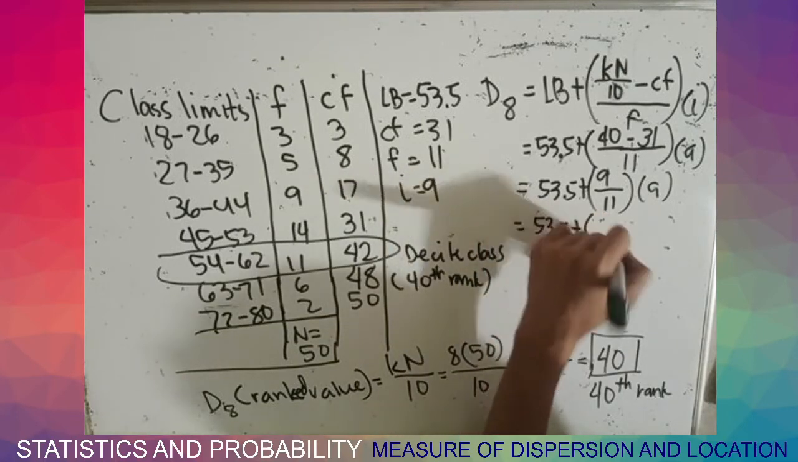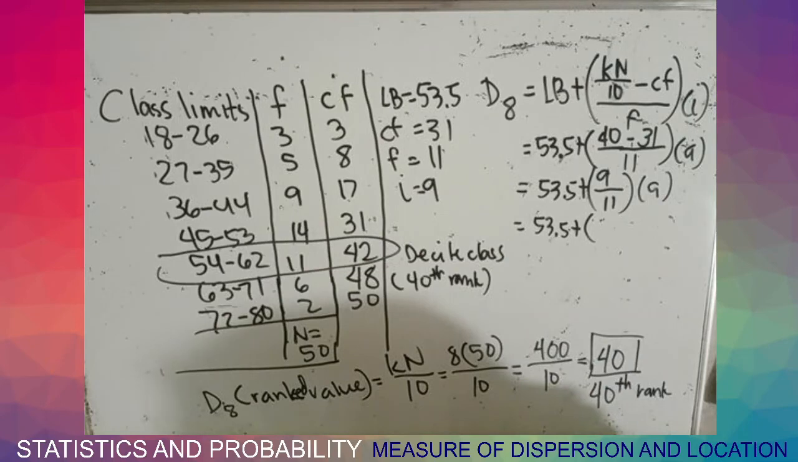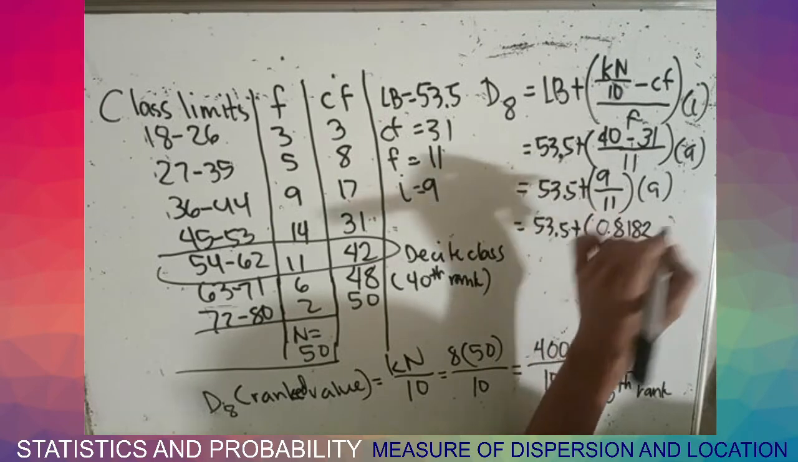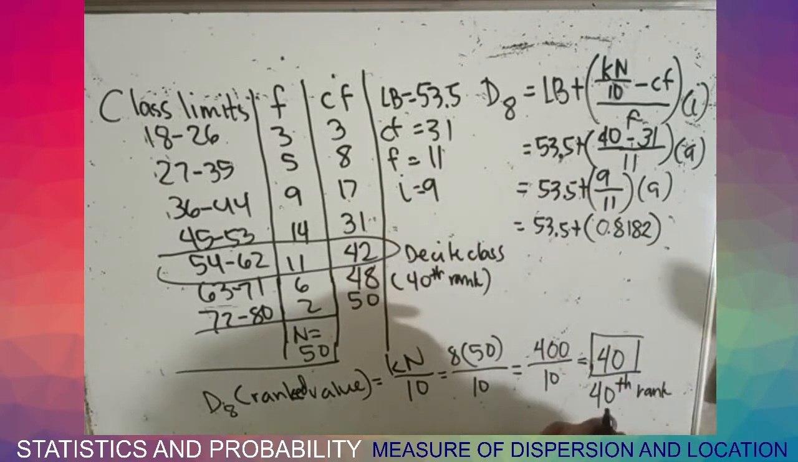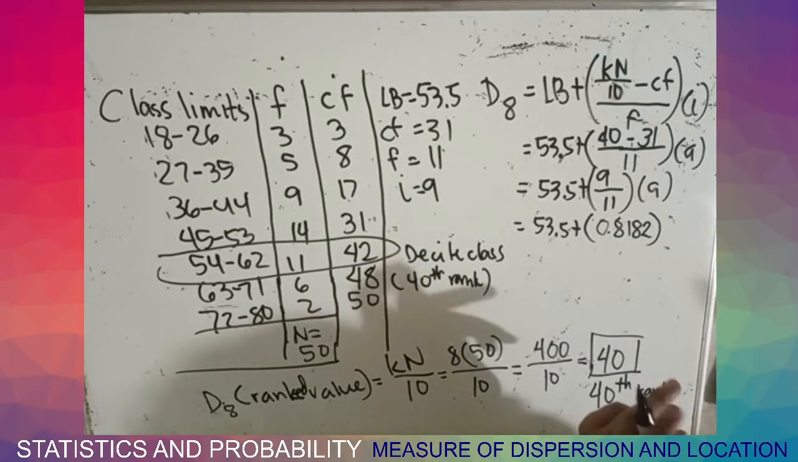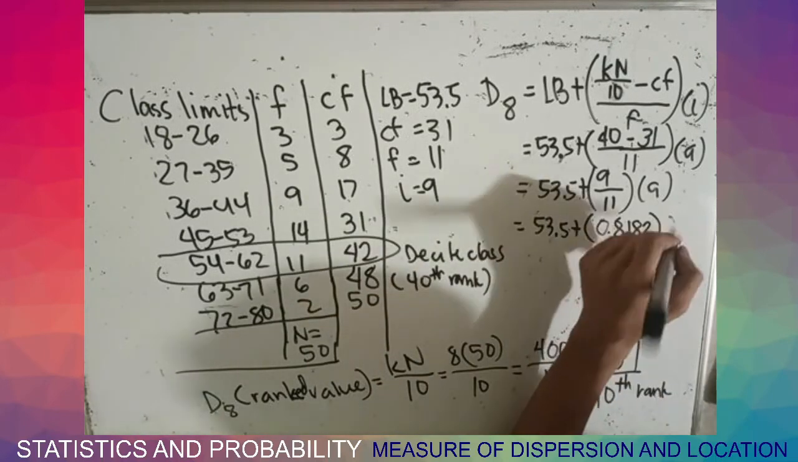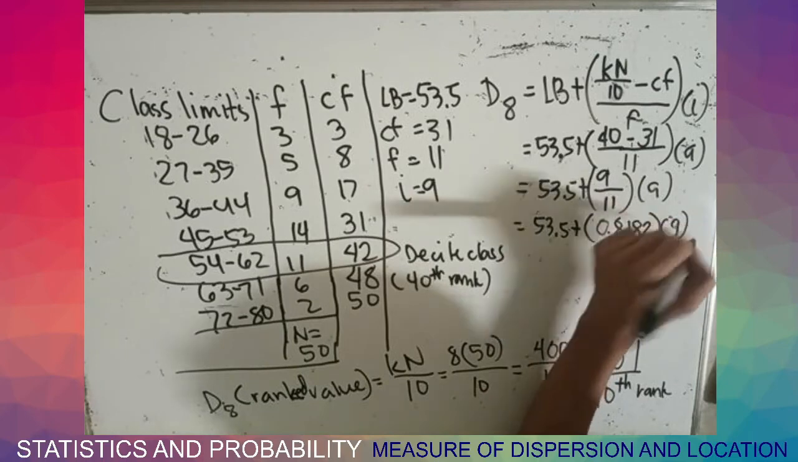Okay, kopya lang natin. 9 divided by 11, ang sagot ay 0.81818, so 0.8182. Naka-round off ito kasi 0.81818 siya ay repeating decimal. So ginawa ko na lang siyang 4 decimal places ulit, times 9.